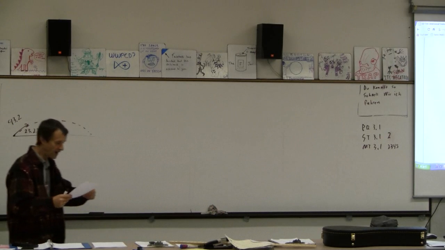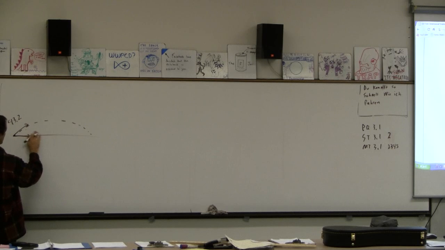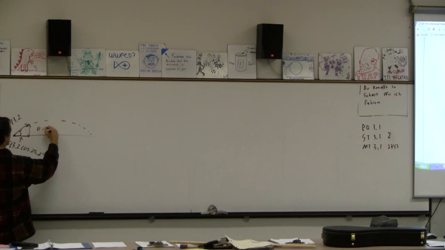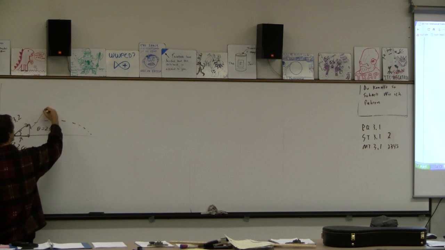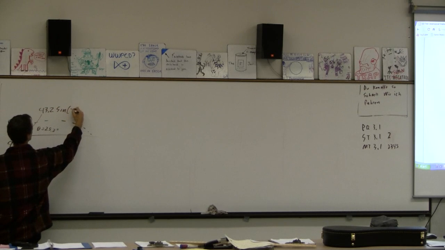So this is 4 and 5 from the pre-quiz. 43.2, 25.2 degree angle. First thing to do is to find these components. So this side is 43.2 cos 25.2 degrees. That's the angle. And then this side here is 43.2 sine 25.2.